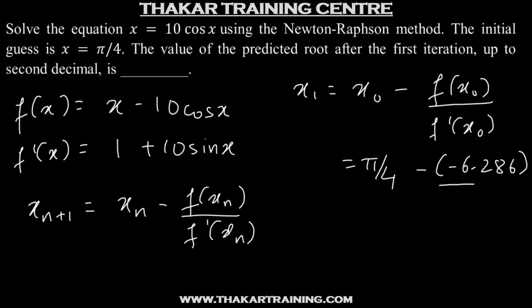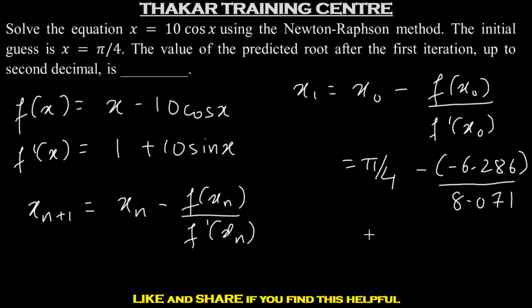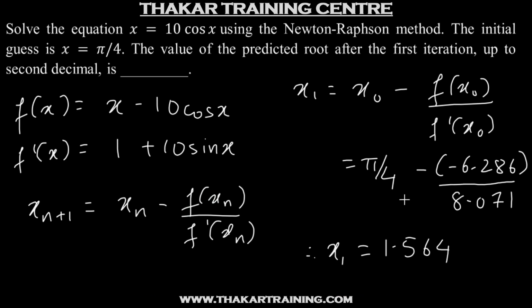So this is divided by f dash of x naught, which will be f dash of pi by 4. So this will be 1 plus 10 sine of pi by 4. Its value is 8.071 and this on calculation gives 1.564. So this is the value of x after the first iteration. So that is what we are asked and we have to find the answer up to second decimal. So the answer will be 1.56.